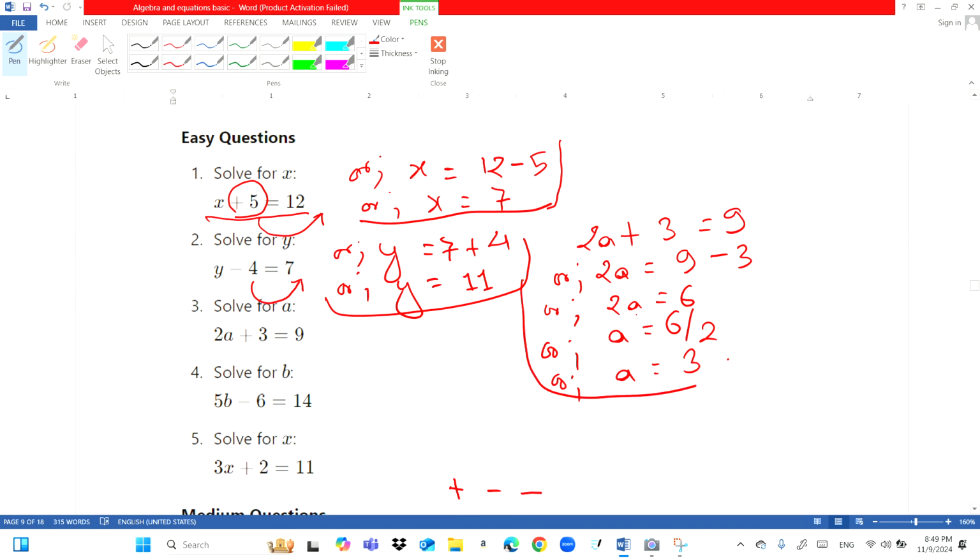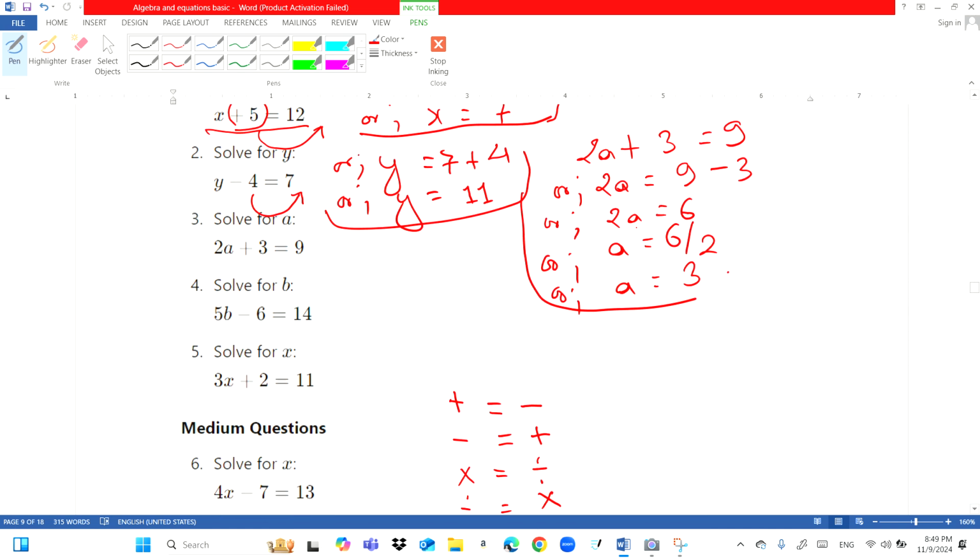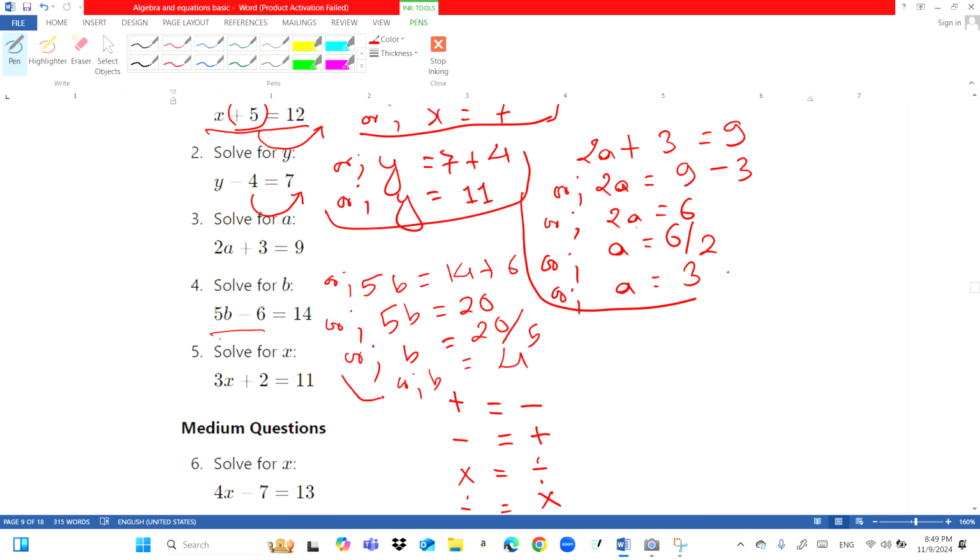Now, let's try something different. I'll try this one. So this 6 will go on the other side and it's going to be 5b equals 14 plus 6, and 14 plus 6 equals 20, so 5b equals 20. Now still this b is not alone, so the 5 is going to go to the other side. 20 divided by 5, or b equals 4. This is our another answer. So this one's very easy.